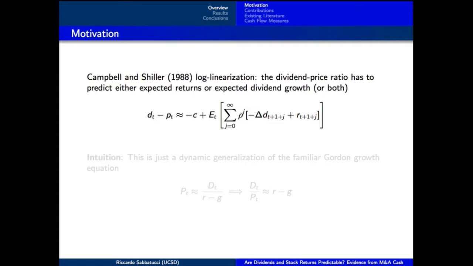But prices today might also reflect the fact that future dividends are going to be lower, and therefore a high dividend price ratio today might suggest a future lower dividend growth. That's why the negative sign.